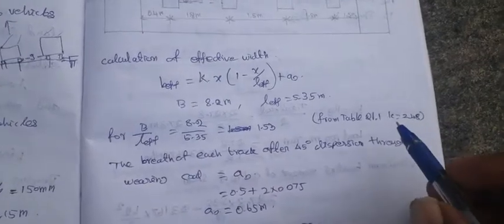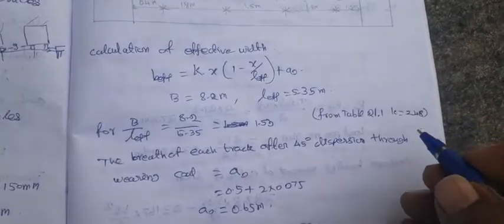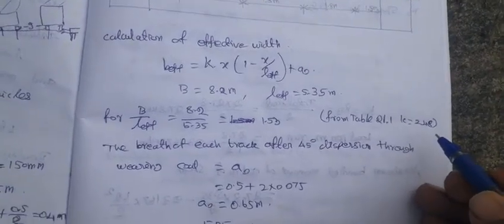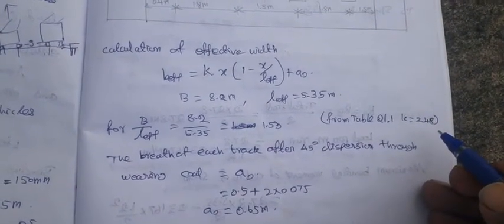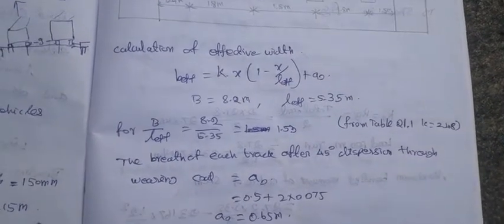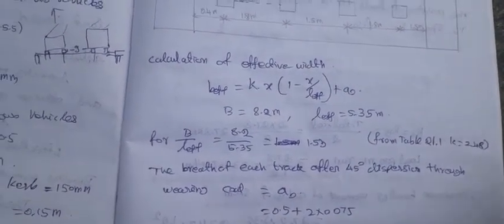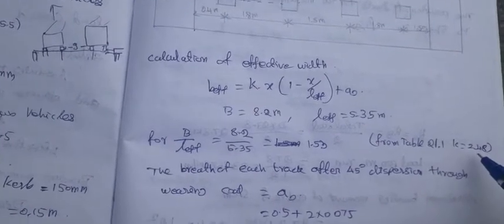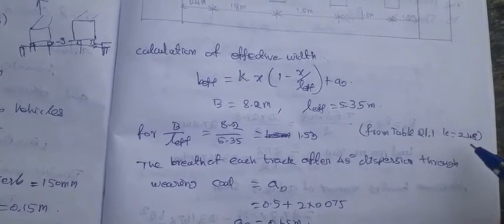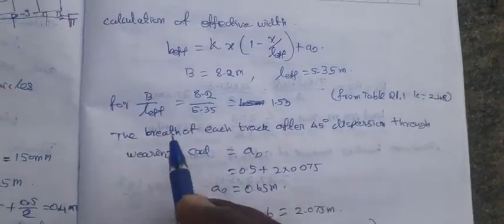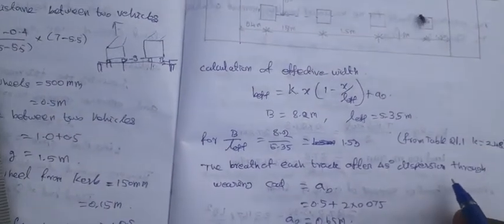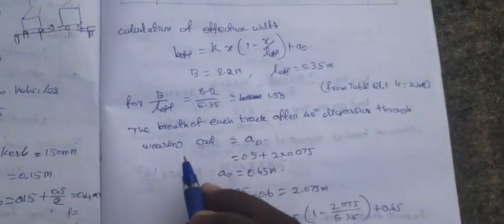From the table 21.1, the K value is found to be 2.48. So we should follow the IRC 112 code book. I know everyone has the code books. Otherwise, if you have any doubts, just check the IRC 112 code book and keep it. It is correct. So the breadth of each track is dispersed at 45 degrees through the bearing course.